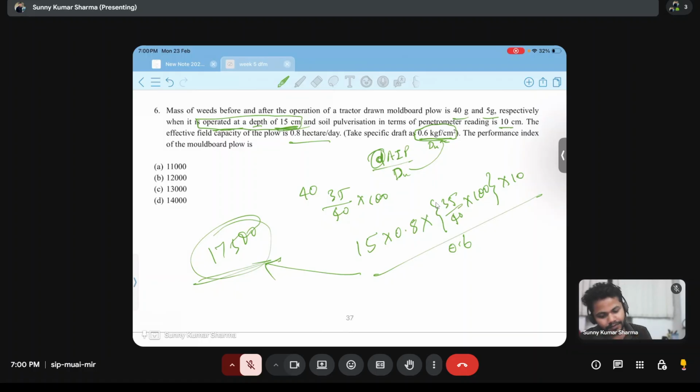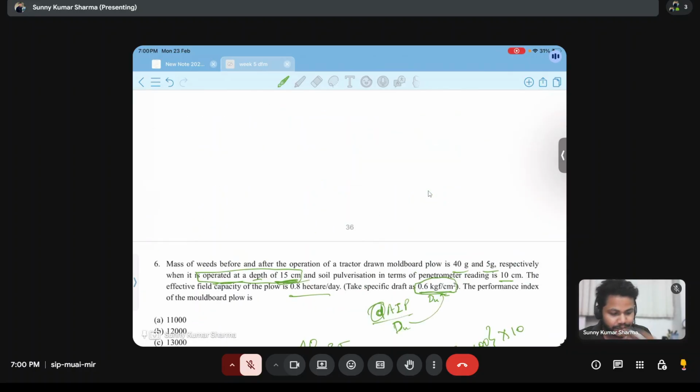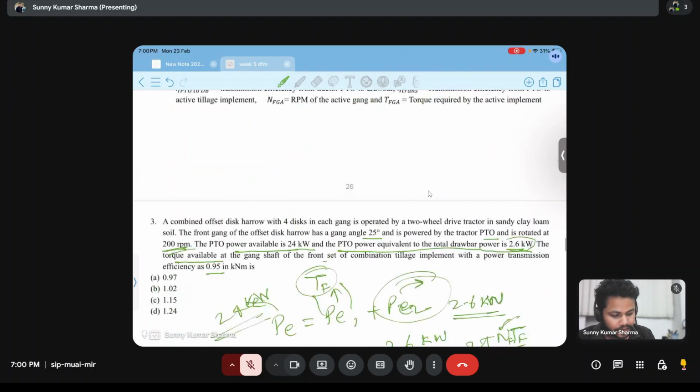If you take 12 as the depth, option D; if you take 15, it is coming around 17,500. You can check whether this question was set this year or not. Accordingly, you can check the answer. If the answer is mismatching, you can tell me. Okay, sir. No more issue.